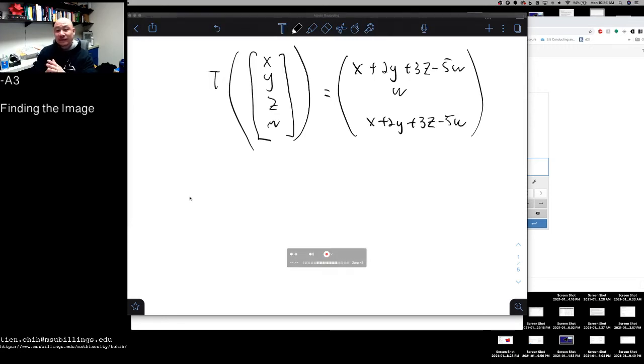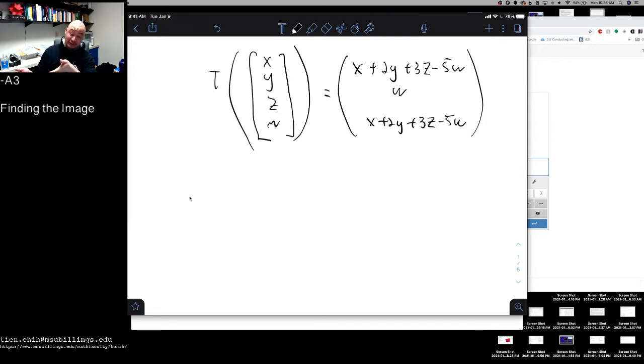Hi, so in this video, what we're going to be doing is taking a linear transformation from some space into some other space, and we're going to look at what the image of that transformation looks like. In the subsequent videos, we're going to take a look at the kernel, the rank, the nullity, and how to put all of those things together.